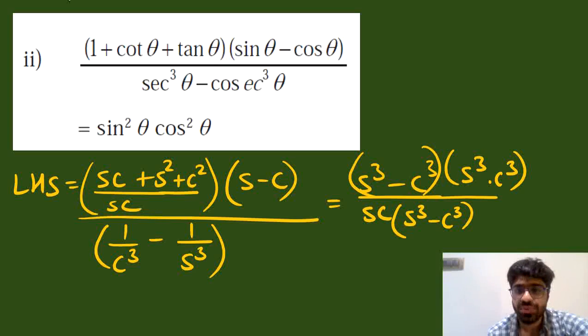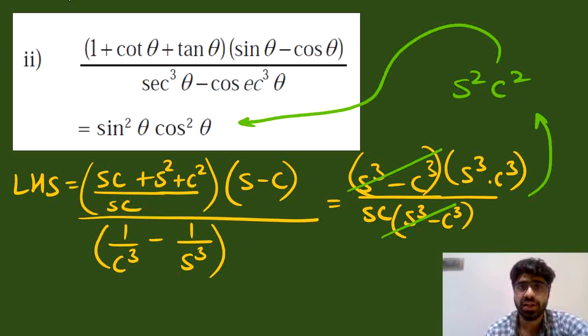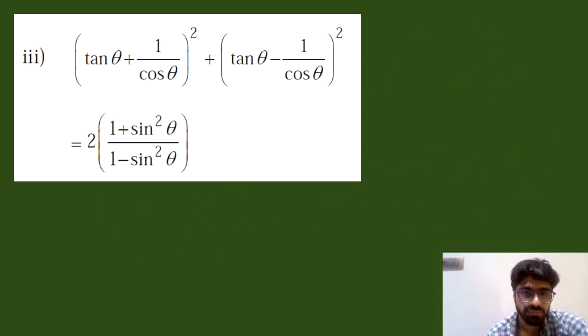Now that sin cube theta minus cos cube theta term gets cancelled, and you are left with sin cube theta into cos cube theta upon sin theta cos theta. One sin theta cos theta in the numerator gets cancelled, and you are left with sin square theta into cos square theta, and that term is what you have as your right hand side. So that is how you can prove this second result, or this second question, whatever you call it.